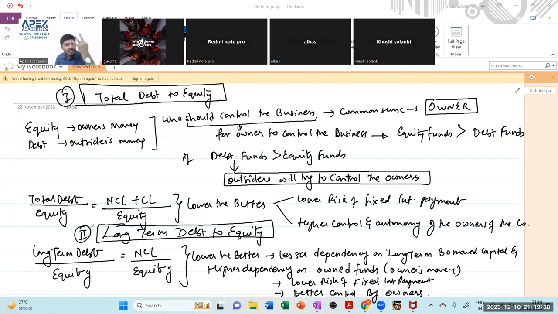In all, we have done three ratios so far. First was debt to total assets. Second one was total debt to equity. And third one was long-term debt to equity. Are you with me on that? Yes or no? Please tell me that. Are you with me there? Yes, sir. Now we begin our further journey into this particular aspect.